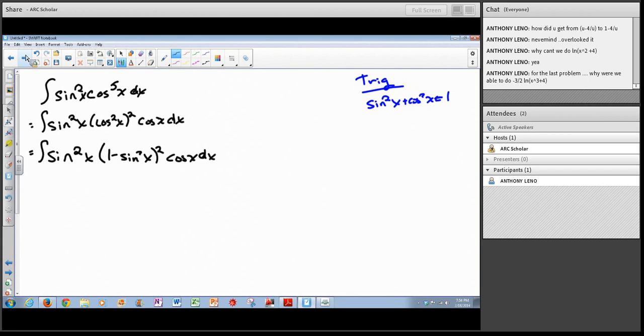Dx, okay? So now it's a matter of choice. Do you want to distribute everything now and then get u, or get u now and then write less when you distribute everything? So I'm going to write less. So we want to make our u sine as discussed. So then du is cosine as discussed, which means we have u squared (1 minus u squared) squared du, right?